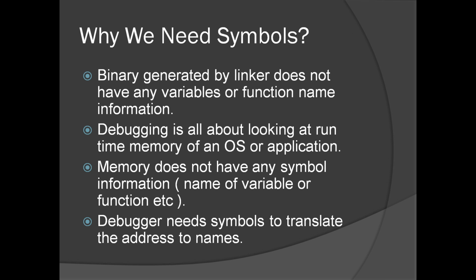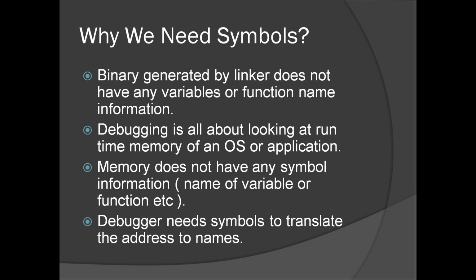A binary generated by the linker or compiler in some programming languages does not have variable or function name information. There are exceptions to this statement, for example .NET and Java. They have something called metadata, which has variable and function names. In this discussion, I am not discussing such programming languages. The discussion is strictly native C++. In those languages, you don't have any variable names or function names at runtime.